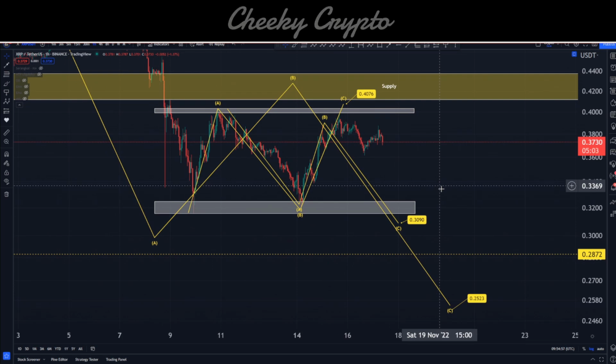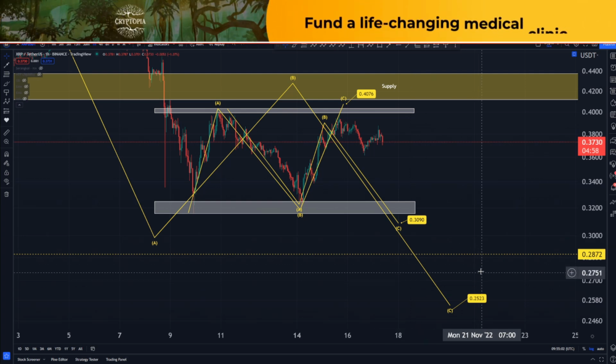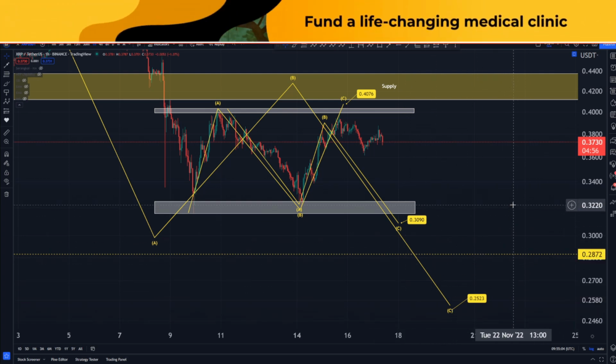There's a lot of potential to XRP, both long term for good price appreciation, but also on the flip of that, good opportunity for dollar cost averaging.